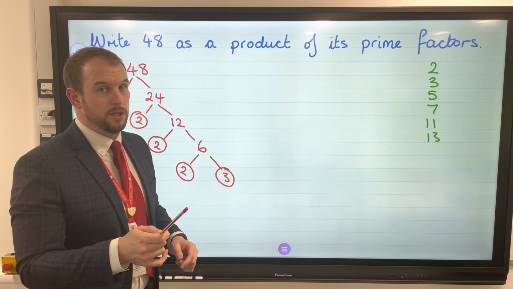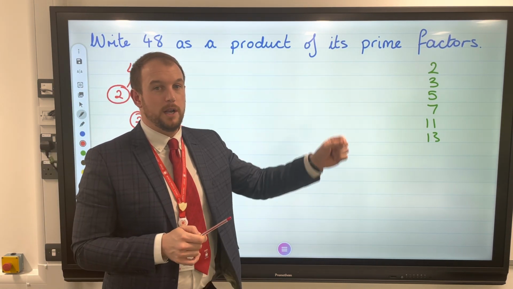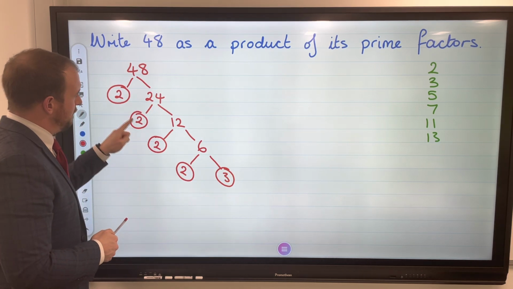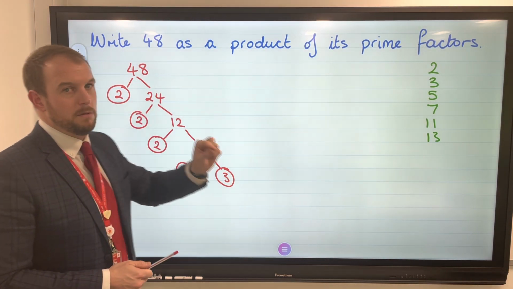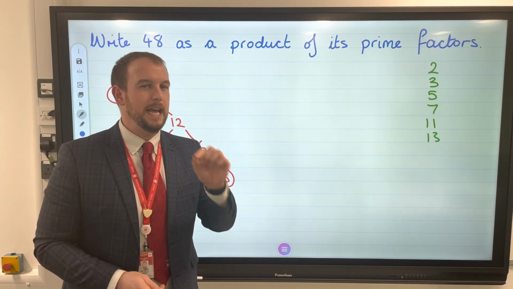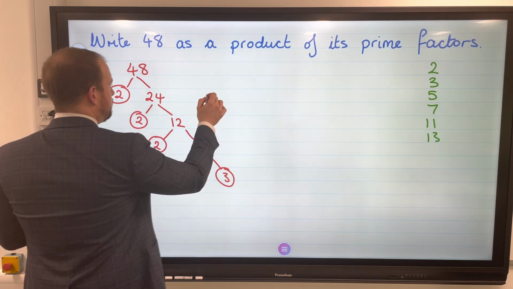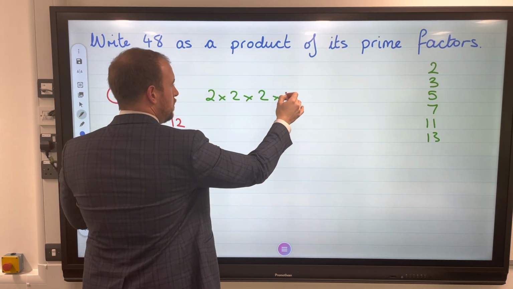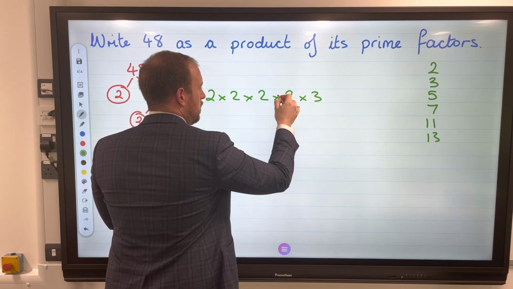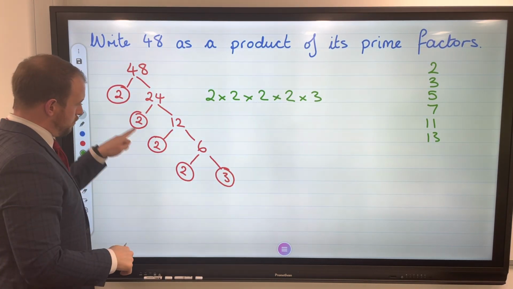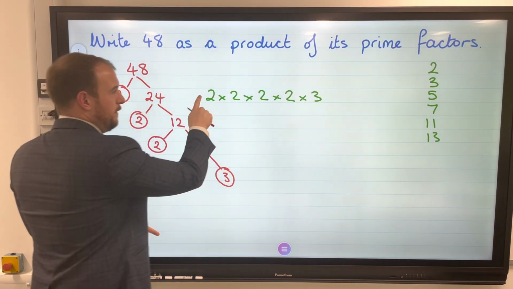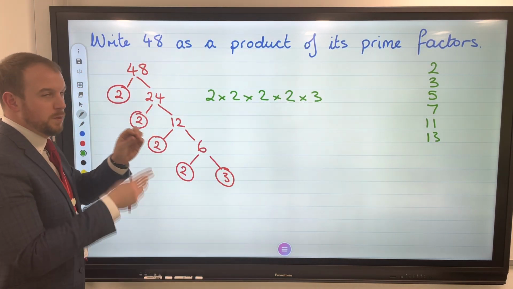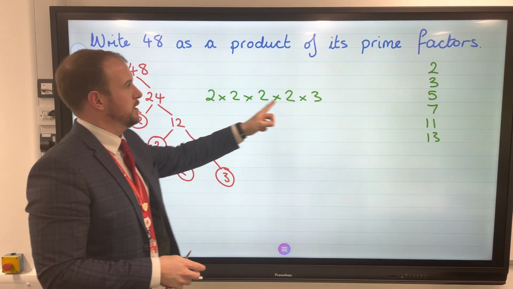There is another way you could do it, but you'll notice that I've used a method of using the smallest prime number. So these prime numbers are all prime factors of 48. Now I'm going to write this out in index form. Index, indices. So here we have 2 times 2 times 2 times 2 times 3. Products of prime factors of 48. If you pop that into your calculator, 2 times 2 is 4, times 2 is 8, times 2 is 16, times 3 is 48. So we have broken down 48 into a product of prime factors.